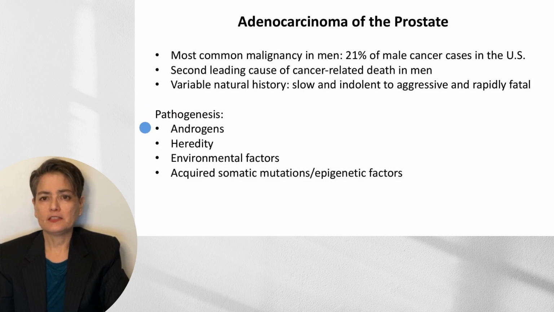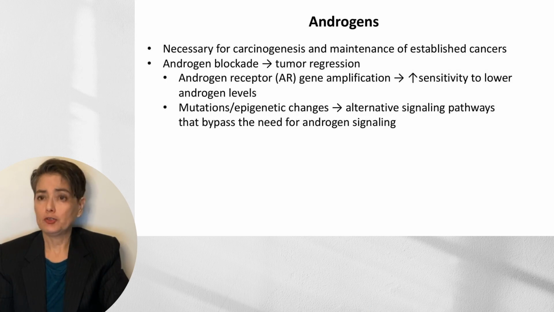The pathogenesis is related to these 4 factors: androgens, heredity, environmental factors, and acquired somatic mutations and epigenetic factors. So let's go through these. So androgens are, of course, central to prostatic adenocarcinoma. We know that they're necessary for carcinogenesis.